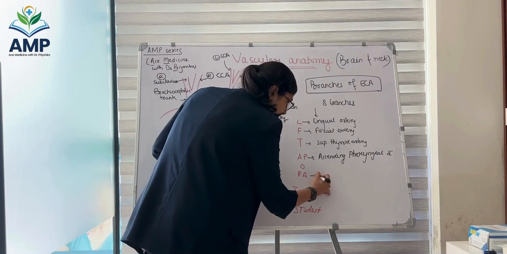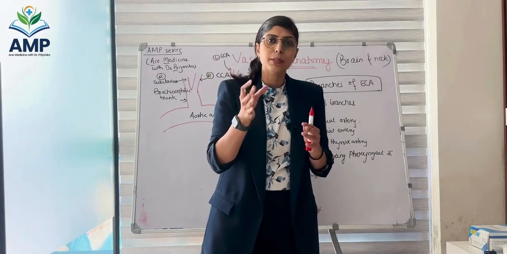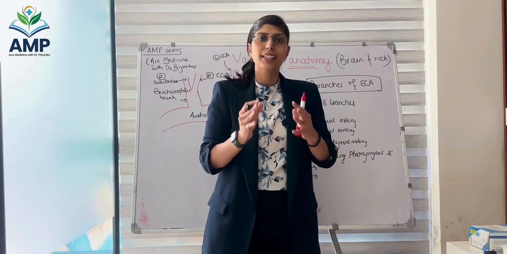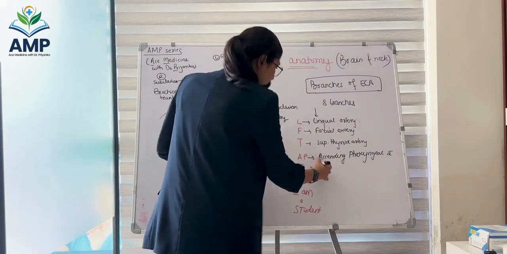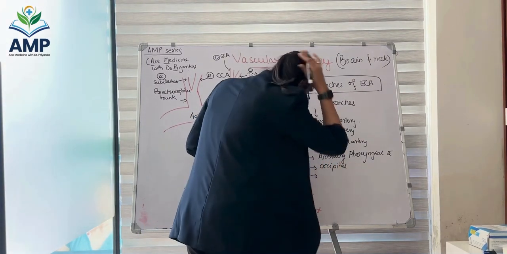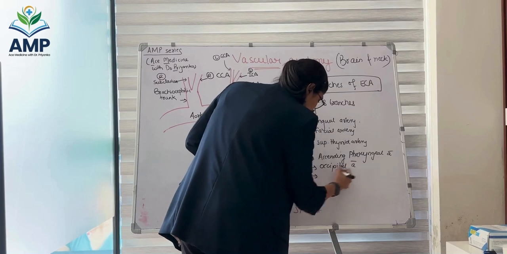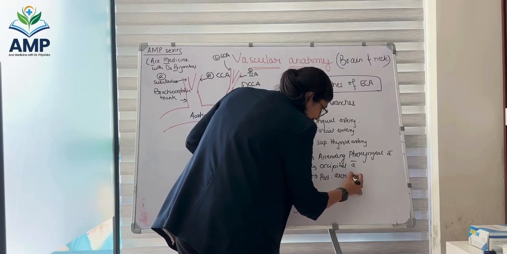And then there is PA and O. Now these are the two branches that are going behind the ear. So occipital and posterior auricular. Auricle means ear. So going behind the ear, we can remember it like that. So occipital, we already know the occiput means the back of the neck. So occipital artery and the posterior auricular artery.